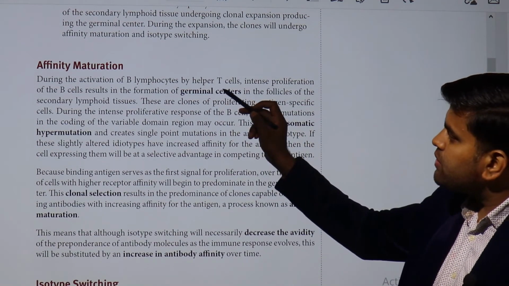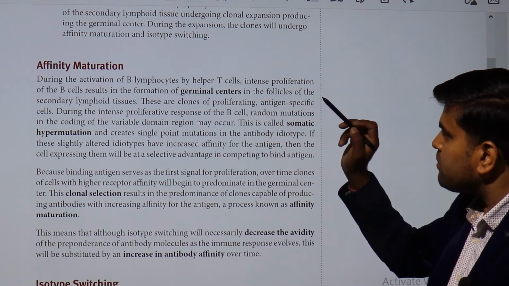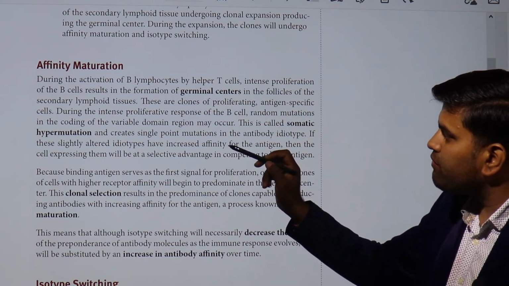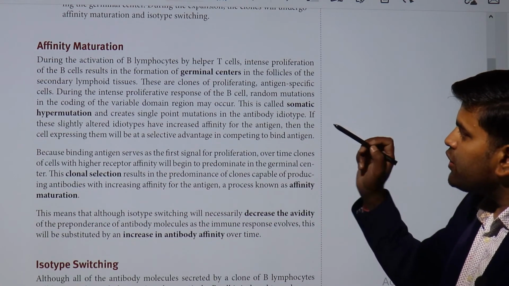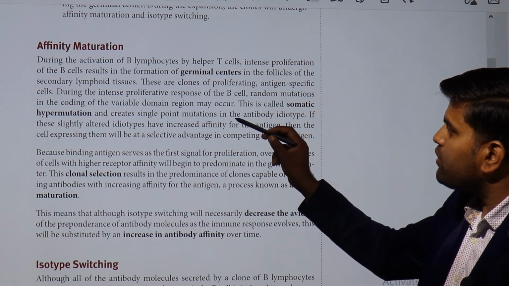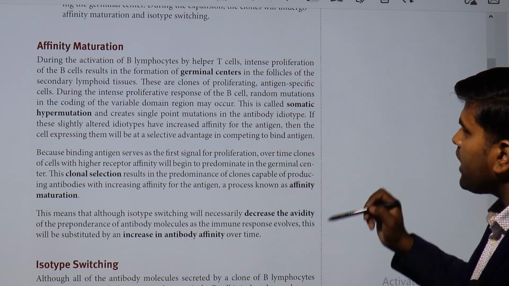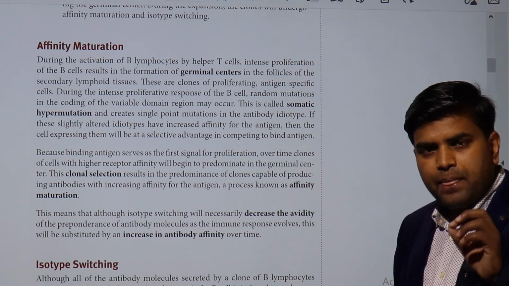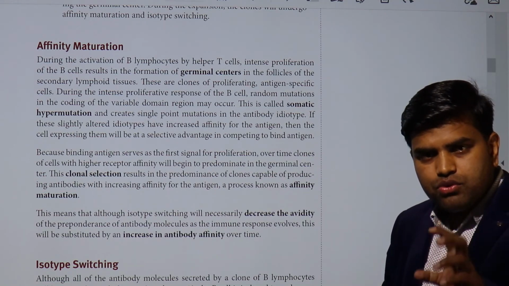So during the activation of B lymphocyte by the helper T cell, intense proliferation of B cells results in the formation of the germinal center in the follicles of the secondary lymphoid tissue. In these clones of proliferating antigen-specific cells, there are random mutations in the coding of the variable domain, called somatic hypermutation, and a single point mutation in the antibody idiotype. So this is a simple thing. There is a mutation in the idiotype. Idiotype is the portion that binds to the antigen.